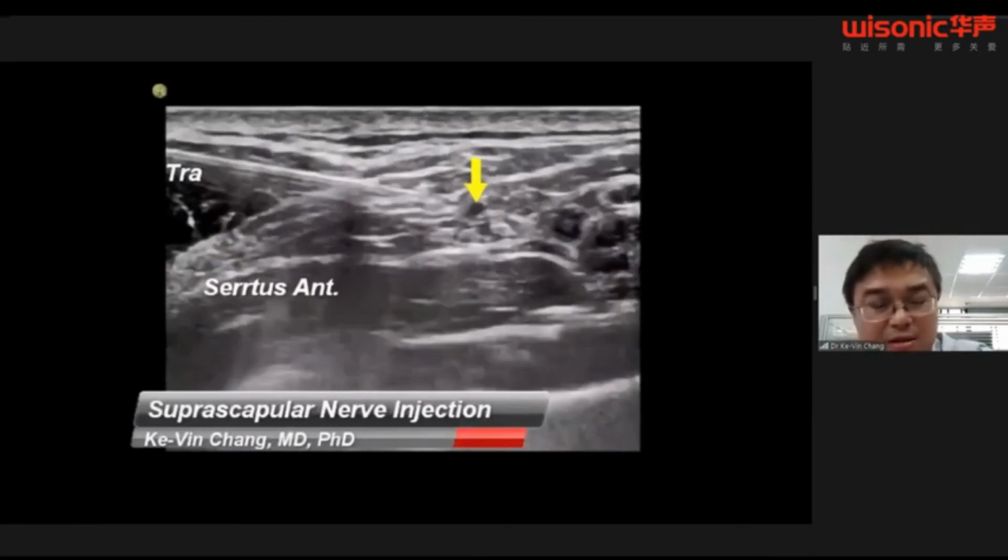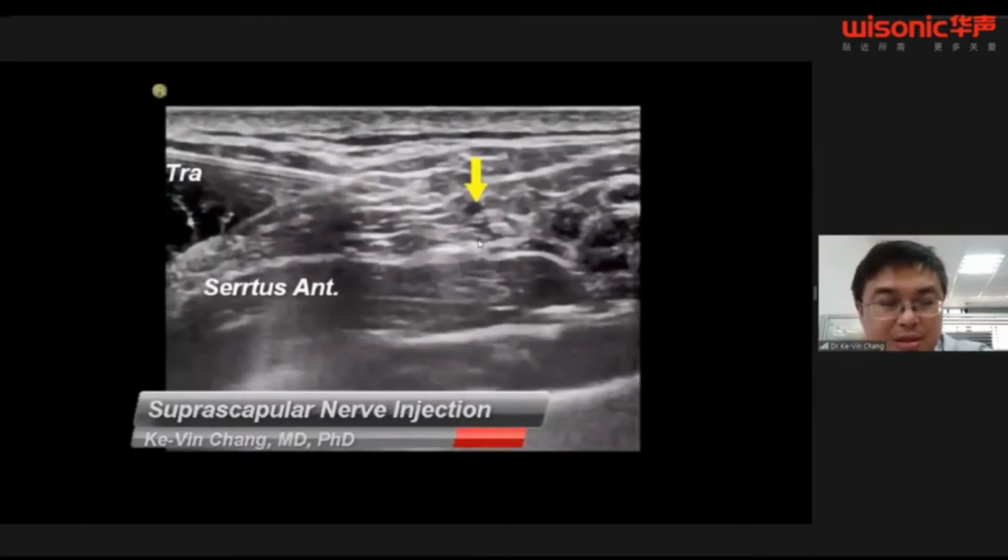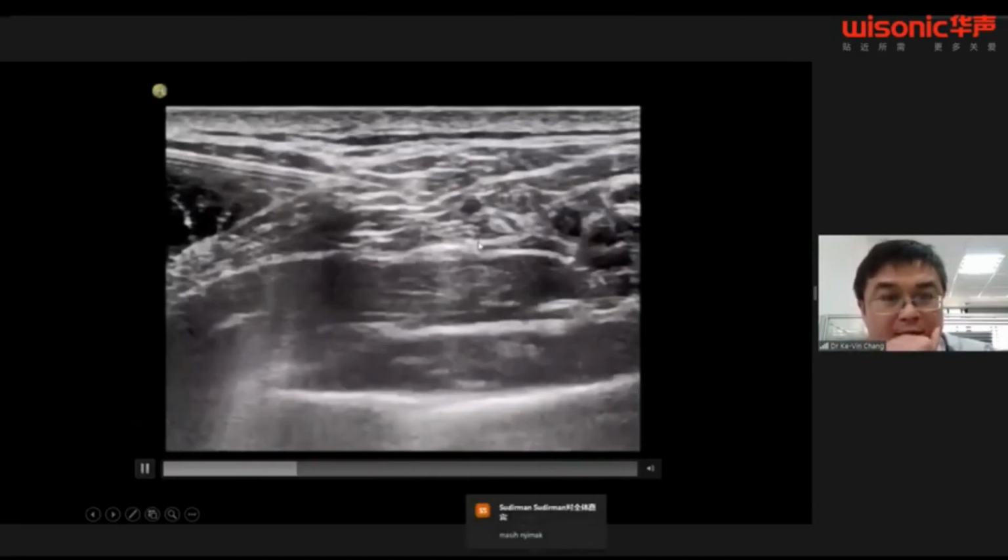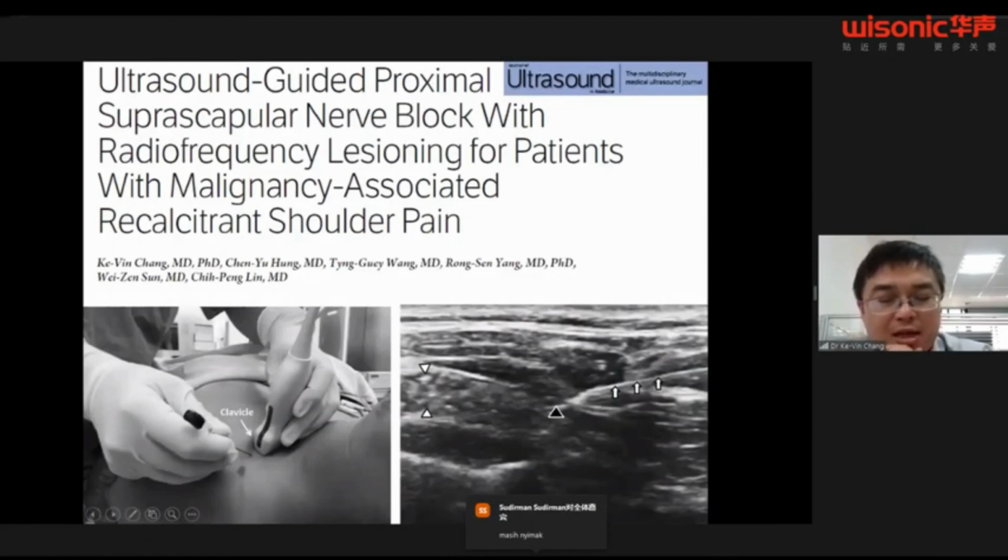Another nerve is the suprascapular nerve. We know the suprascapular nerve emerges from the superior trunk of the brachial plexus, and there are many ways to scan it. But if you want to scan it at the very proximal portion, you can find it emerging from the superior trunk of the brachial plexus, usually located posterior to it. Then you can see the nerve emerge from the brachial plexus, and it's located underneath the muscle. This is the omohyoid muscle. Once you recognize the nerve, you can do the injection this way.